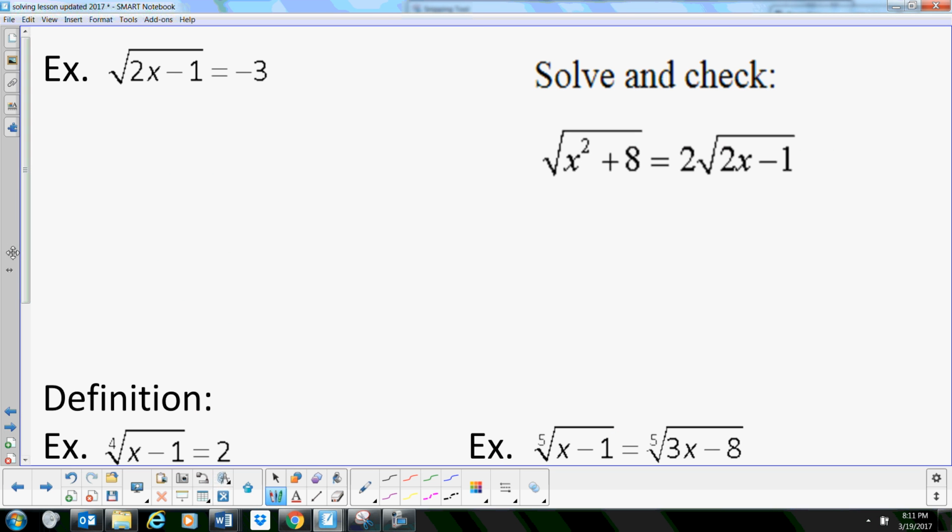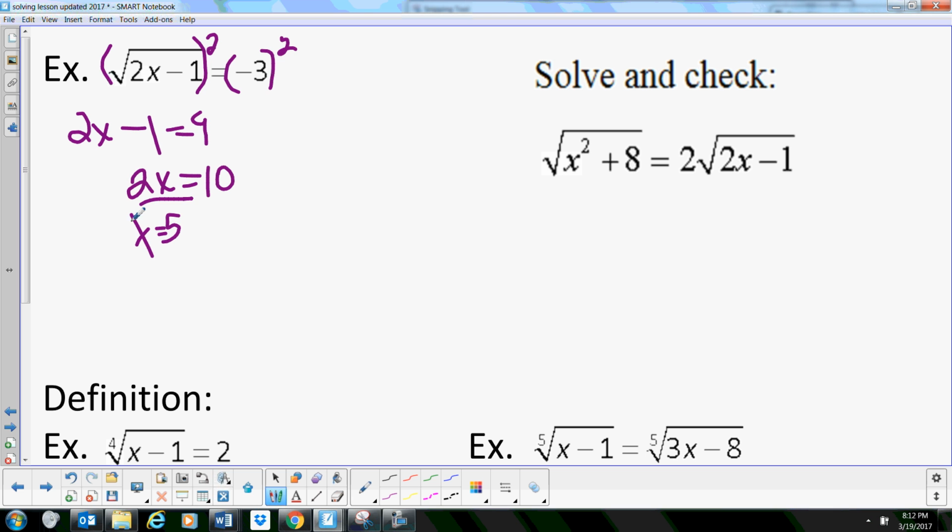Okay, let's look at a couple more. Let's look at this one, okay? So we've got the square root of 2x minus 1 is equal to negative 3. The radical's already isolated, so let's square both sides. And we're going to get 2x minus 1 is equal to 9. Add your 1, so you get 2x is equal to 10. So x is 5.